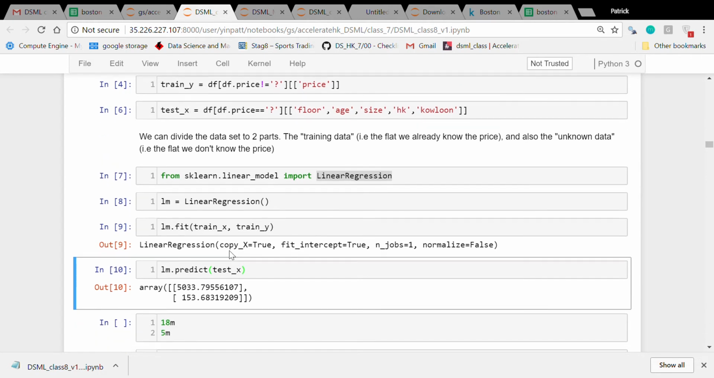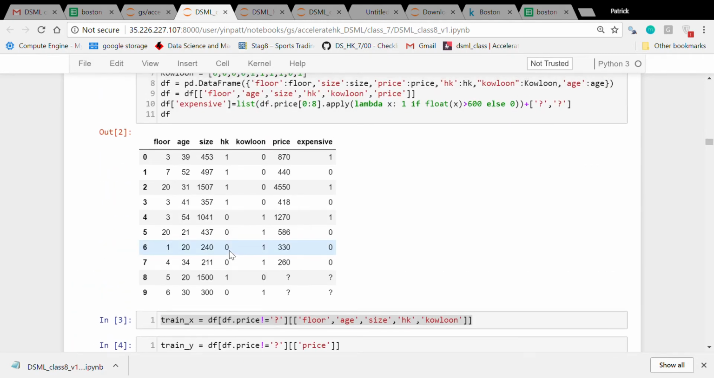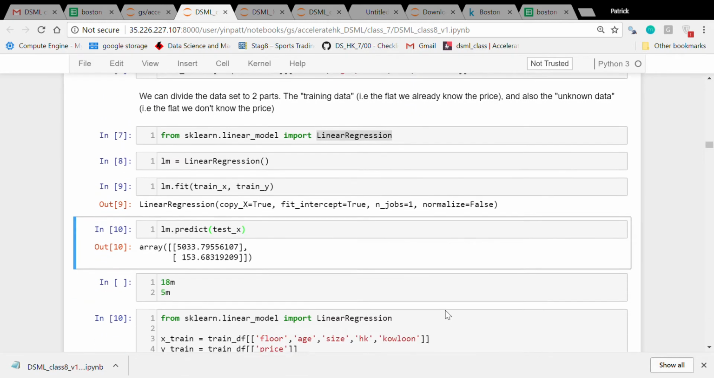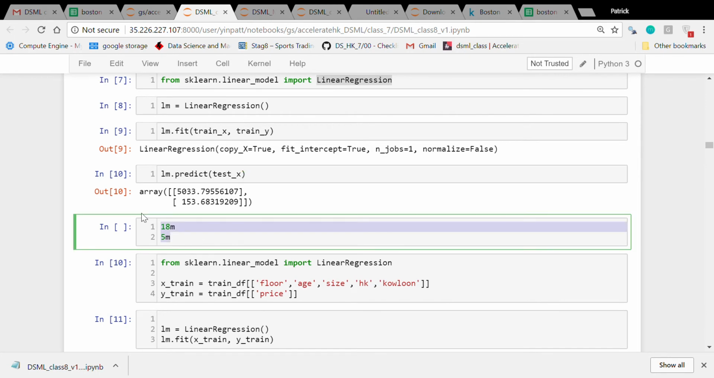Okay, so what the model tells us is the first one is 5,050 millions, and the second one is 1.5 millions, which is not very correct, but that's because we only have a very small training set. Okay, and this is our initial guess, 80 million and 5 millions. Okay, and I think the ground truth is something like 22 millions and 6 millions.